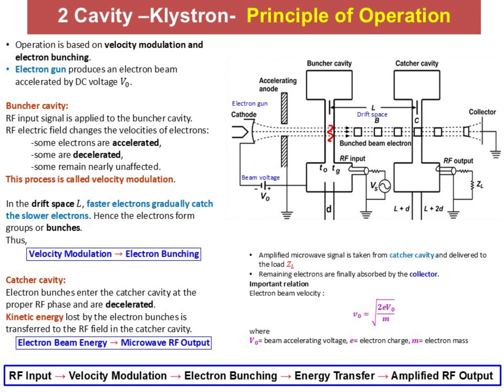For the equation shown on the slide, you need not read every symbol. Simply say, this relation gives the average velocity of electrons accelerated by the DC beam voltage. As the beam voltage increases, the electron velocity also increases.